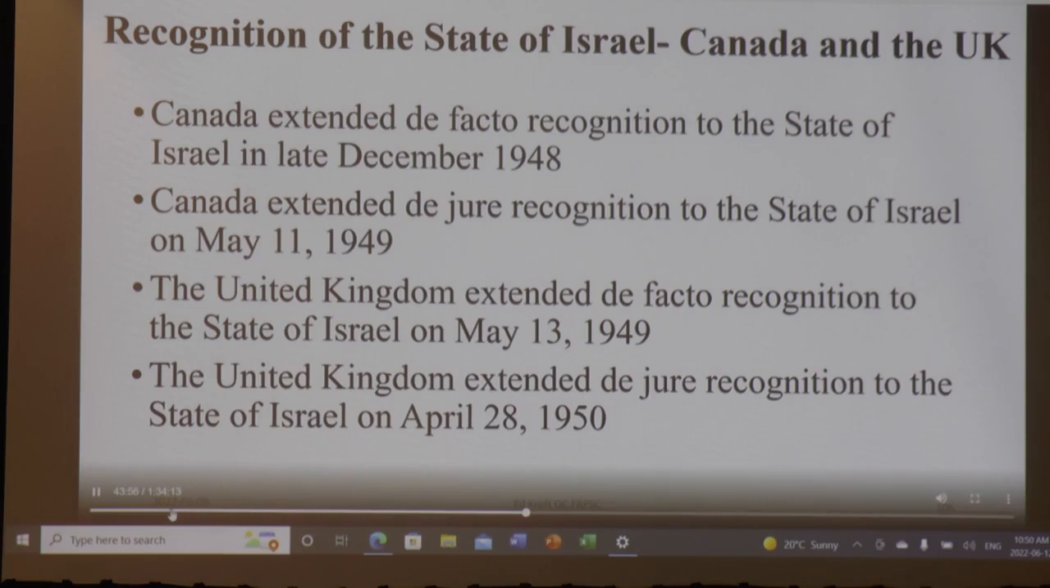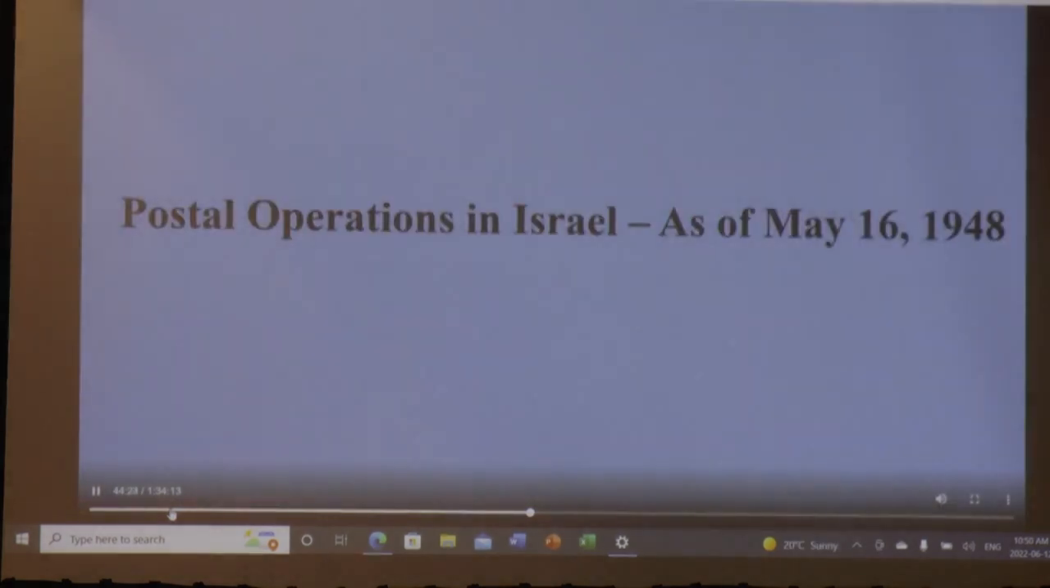But it took months and months, for various reasons we'll see, for Canada to extend de facto and de jure recognition to Israel. The United Kingdom was worse. May 13, 1949 for de facto recognition. There are arguments that de facto recognition was extended in February of 1949. But the United Kingdom didn't extend legal recognition to the State of Israel until April 28, 1950, long after Israel had become a member of the United Nations.